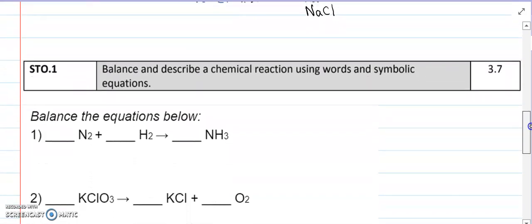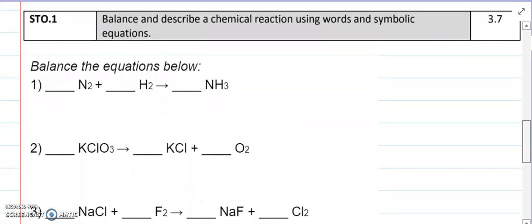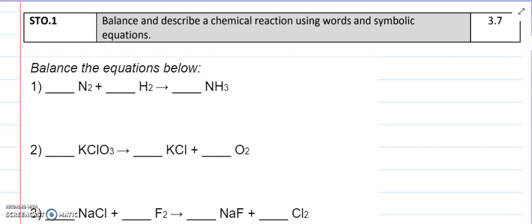So when we take a look at stoichiometry point 1, we are supposed to be able to balance and describe a chemical reaction using word and symbolic equations. And the whole concept of balancing equations is to make sure that I have the same amount of nitrogen on both sides of the equation, the same amount of hydrogen on both sides of the equation. So I usually create a list underneath my arrow to make those numbers match up.